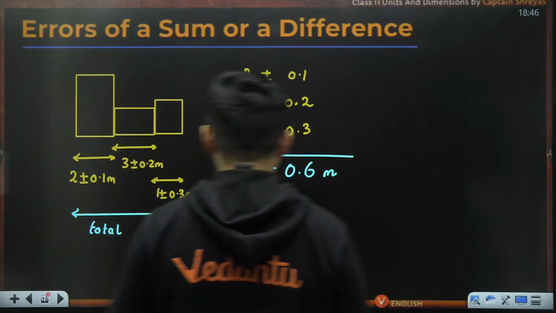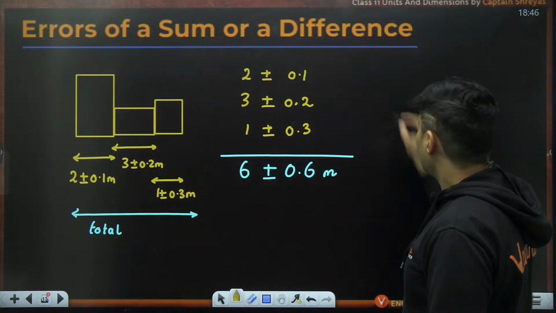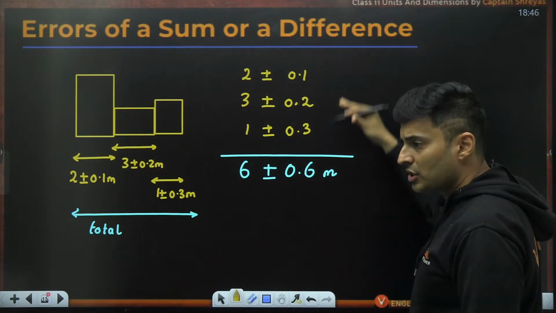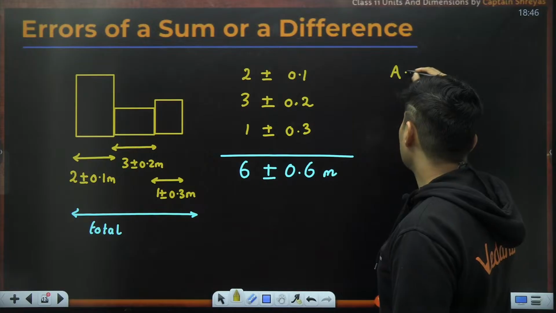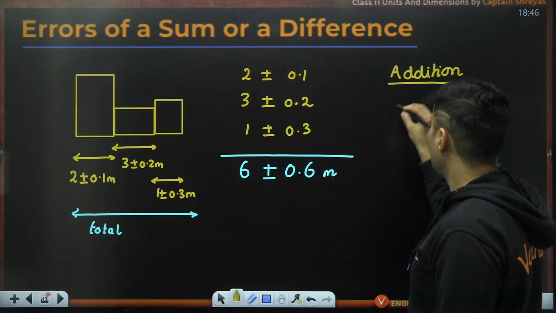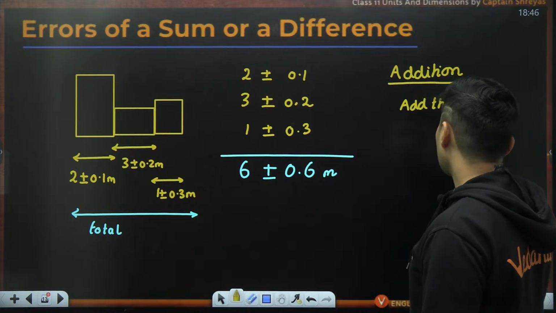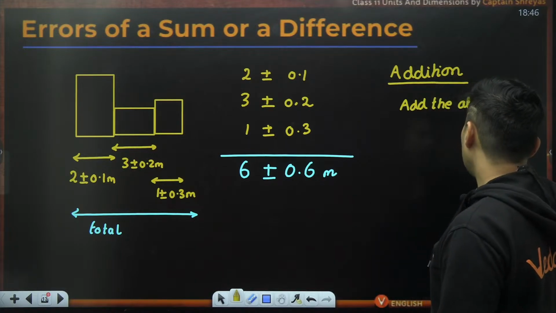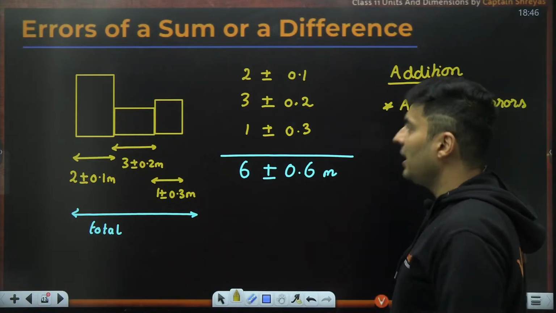Great, perfect. Now here the rule is, for addition, you are just going to add the absolute errors. That is the idea behind it.